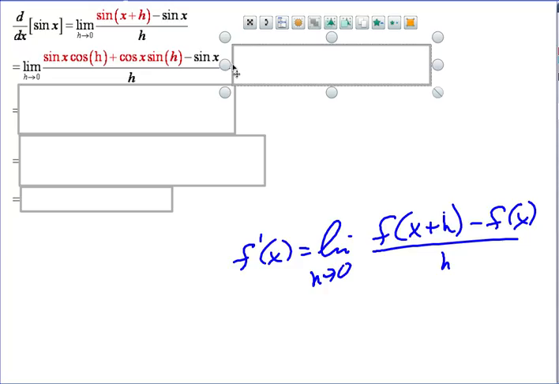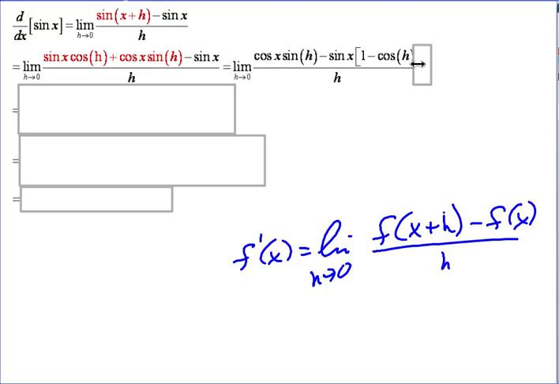Doesn't look like there's anything I can factor out of all three terms. But is there something I can factor out of maybe two terms? Sine x, yeah, sure. So why don't we do something like this? Ooh, that's 0.